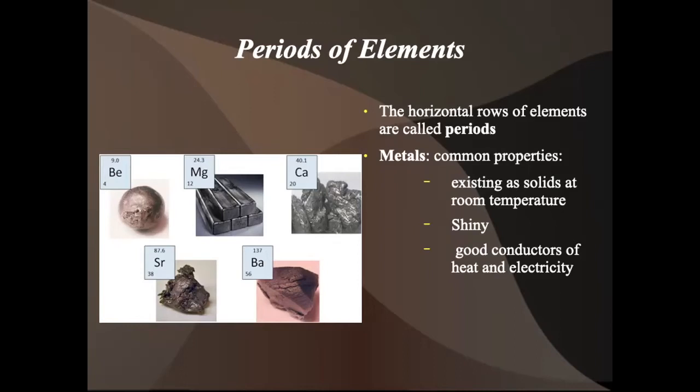So common properties of metals is that they're solid at room temperature. There's only one metal that's not solid at room temperature. Mercury, exactly. So mercury is the only metal that you're going to see liquid at room temperature. Most are shiny. And they conduct electricity and heat very well.